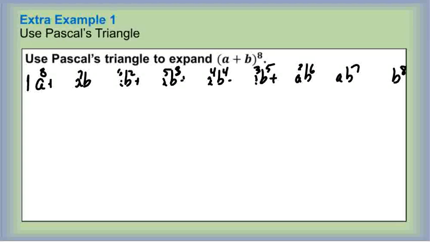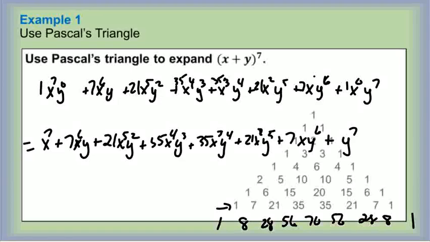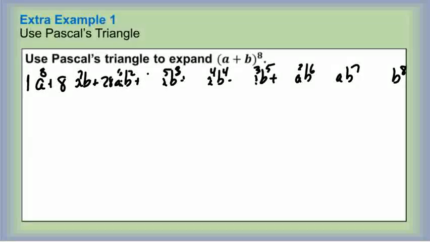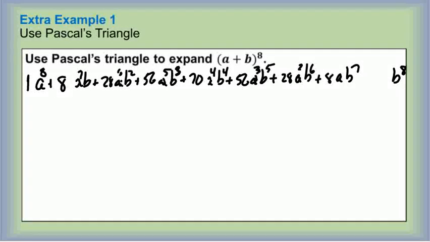So this would be 1, 8a plus 28a squared plus 56, plus 70, plus 56, plus 28, plus 8, and then this is plus 1. And there would be our expansion. Otherwise, you're going to have to do a plus b times a plus b, do that 8 times, and that would take you a lot longer than doing the expansion here.